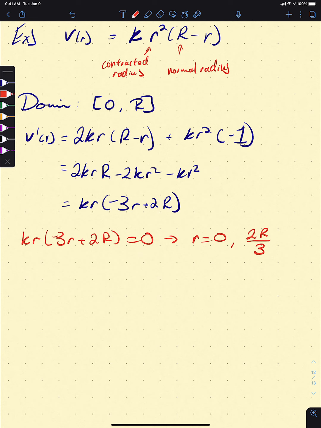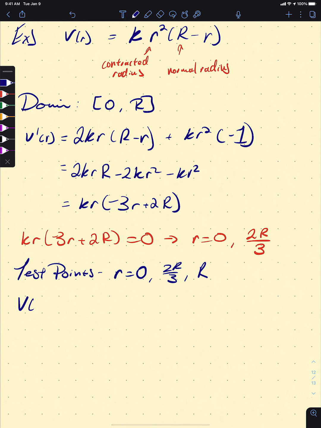But now notice, as we go to collect our test points, we need either side of our domain. So r equals 0. We now don't need to add this anymore because it's already one of our endpoints. 2R over 3 and R. And let's see what happens when we plug these in.